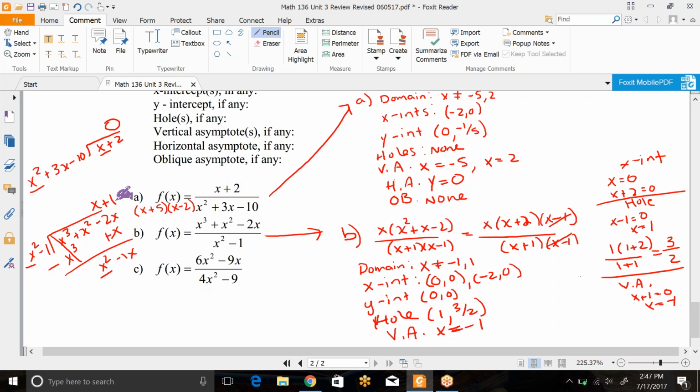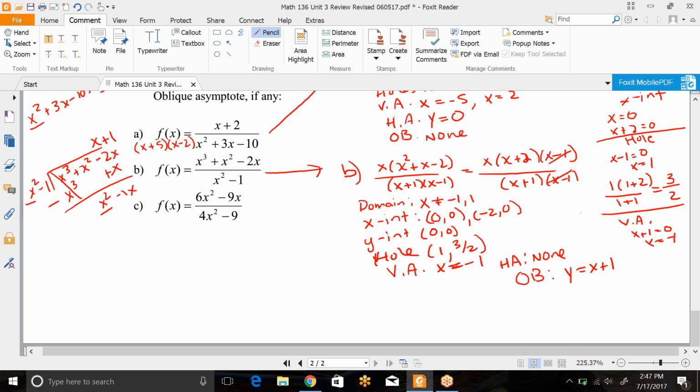And we know we're done there because we've reached our constant, but this means we have no horizontal because this time we got an x on top. But our oblique would be y equals x plus 1. It's a line. Now you're not going to have to graph any obliques, but that's how you would find it.